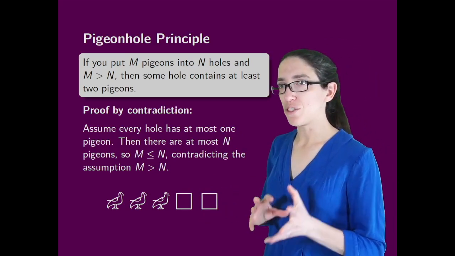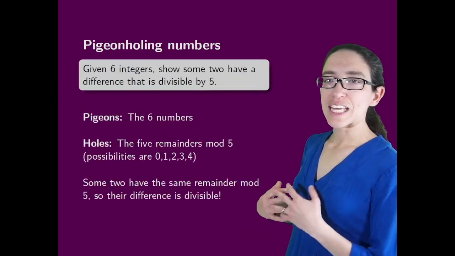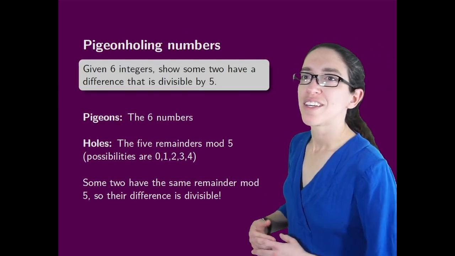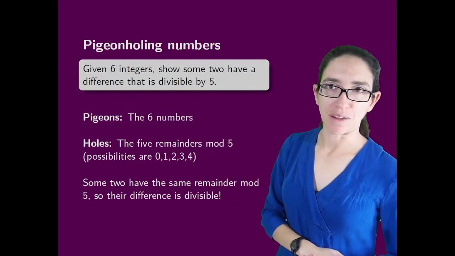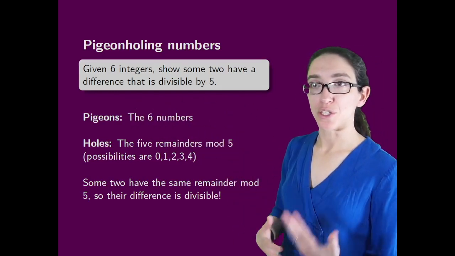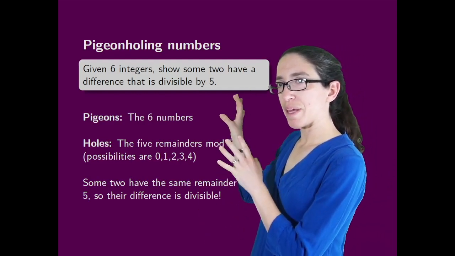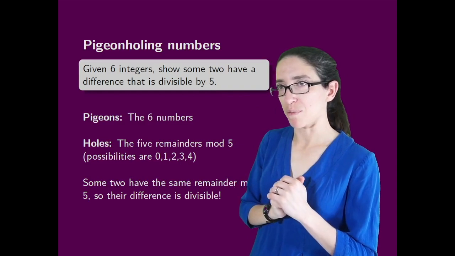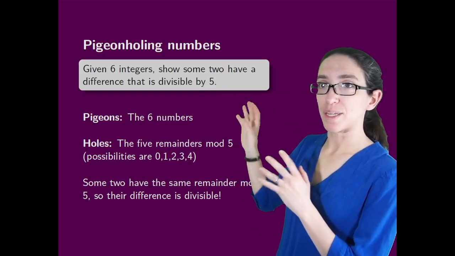Now let's use the pigeonhole principle itself to prove things in combinatorics. Here's an example of pigeonholing numbers. Given 6 integers, show that some 2 have a difference that is divisible by 5. So this is involving modular arithmetic and going back to divisibility. And this should make you think of the pigeonhole principle when you see a problem like this, or a proof that you want to do that's of the form, show that something exists.